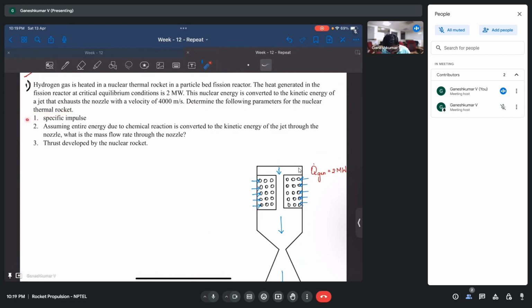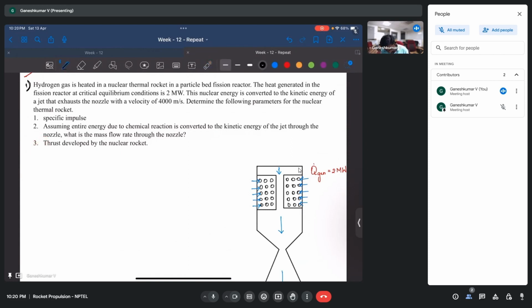The parameters are, first, the specific impulse. Second, what is the mass flow rate through the nozzle, assuming that the entire energy due to chemical reaction, here in this case a nuclear reaction, is converted to kinetic energy of the jet. So whatever heat you supply is going to get converted to kinetic energy. That is what we were asked to assume. If you assume that, what would be the mass flow rate through the nozzle is what we are asking. And then the third is the thrust developed by the rocket.